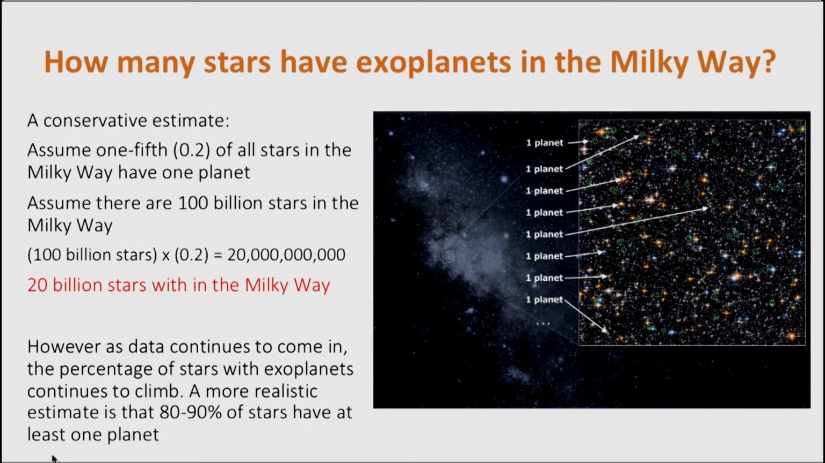How many planets? We don't know. We would have to measure how many planets per star system, a number that we're still unsure about. As data continues to come in, the percentage of stars with exoplanets continues to climb, and some studies have suggested that essentially every star has a planet. So that number of 20 billion is likely to be a lower limit.